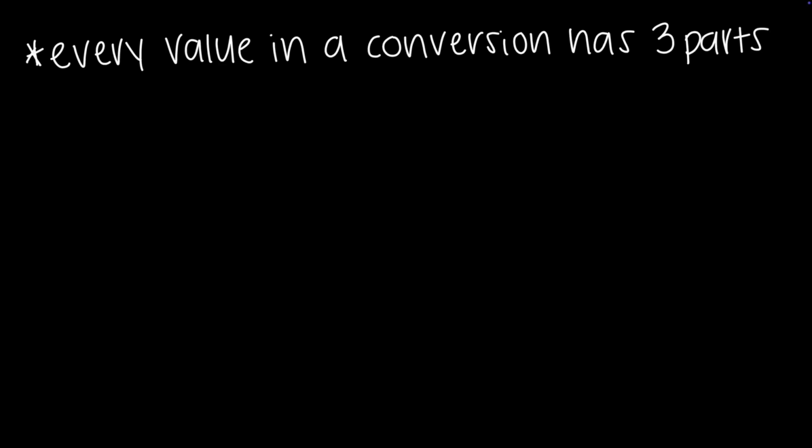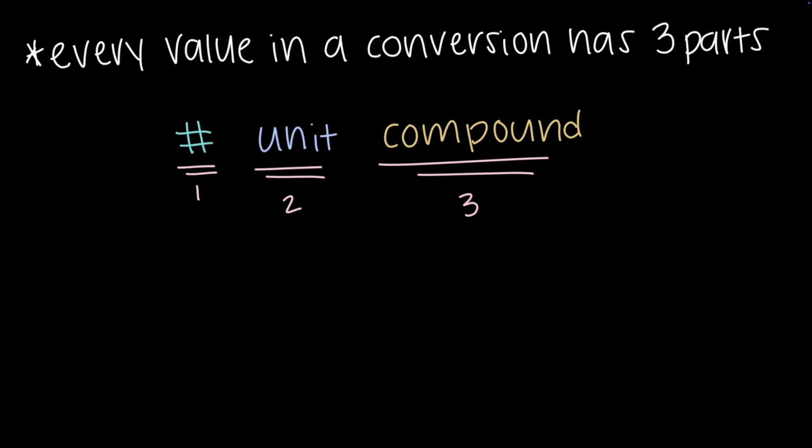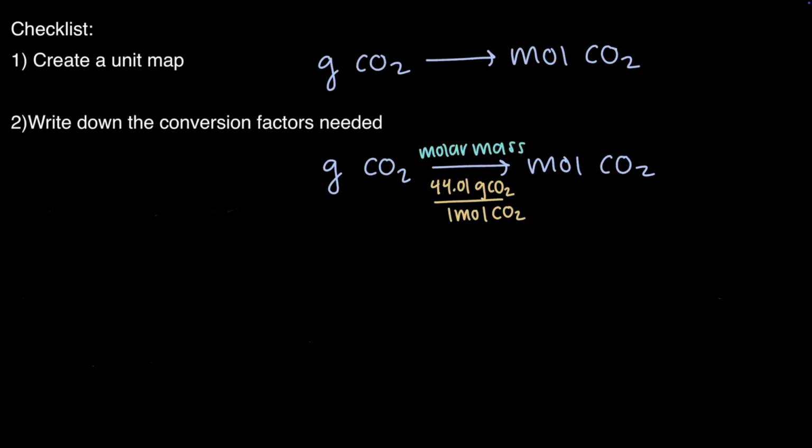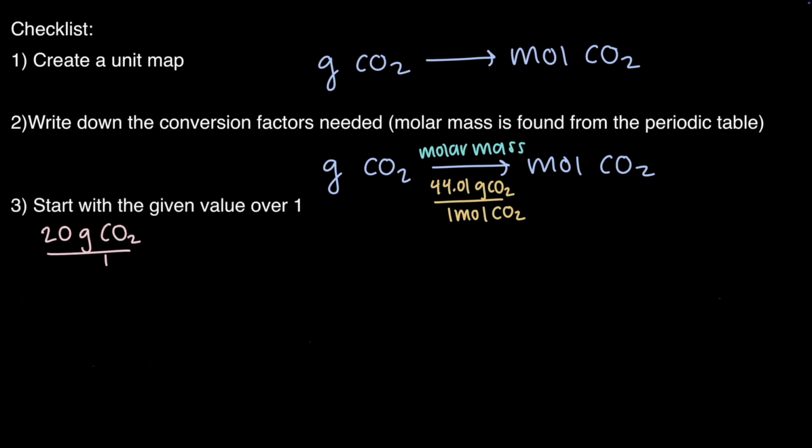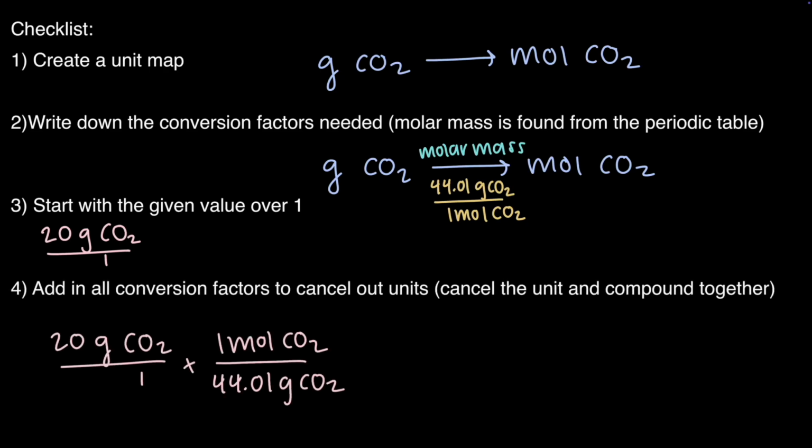When working with chemistry conversions, every value should have a number, a unit, and a compound so we can keep track of what compound we have and what unit we are in. Our goal is to create a unit map, write down the conversion factors needed, find the conversion factors from the periodic table if needed for the molar mass, start with a given value over 1, and then add in all conversion factors to cancel out units. This time, when we are canceling out units, we need to cancel out the unit and the compound together so they both match, like x's canceling out in math.